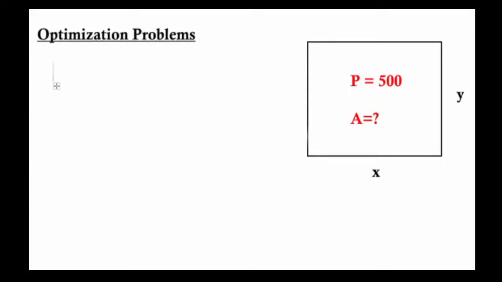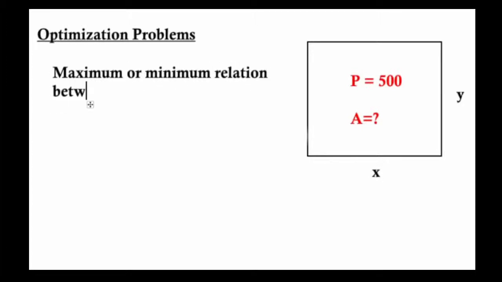This is PHS alumni Blake Wilson, and I will be teaching you all about optimization. So, what is optimization? Optimization is finding the maximum or minimum relationship between two equations. This usually comes in the form of a word problem.